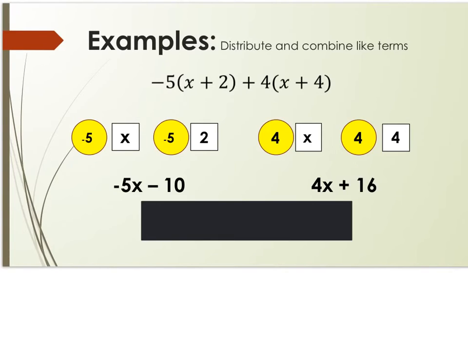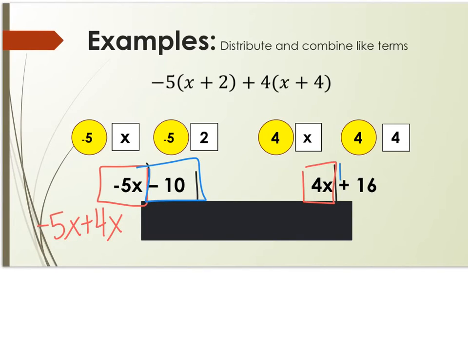If you look at your terms, you have a negative 5x, you have a negative 10, you have a 4x, which is positive, and a positive 16. You can combine this negative 5x and the positive 4x. And you can combine the negative 10 and the positive 16.